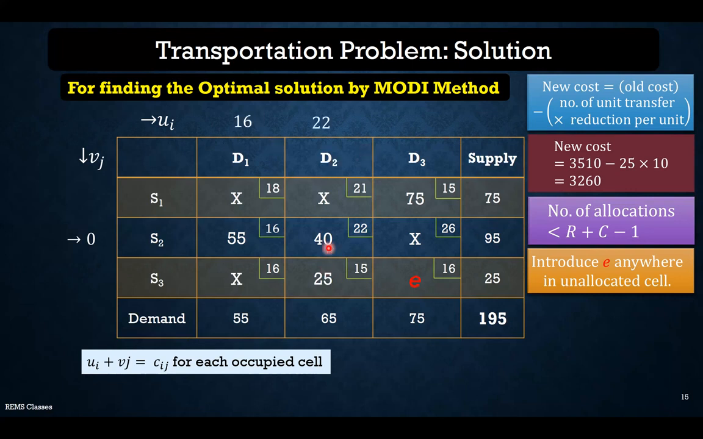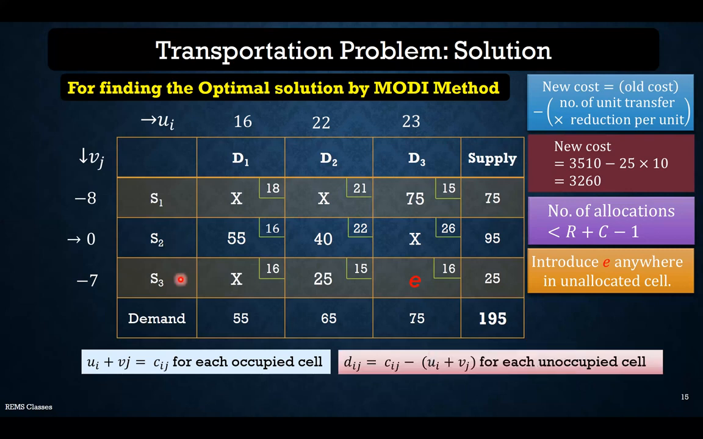Since it is 22 and it is 15, this will be equal to minus 7. It is minus 7 and it is 16, so this will be equal to 23. If it is 23 and it is 15, then this will be 15 minus 23, that is minus 8. Likewise, we have calculated the values of ui and vj for each row and column. Next, we'll find the value of dij for the unoccupied cells.